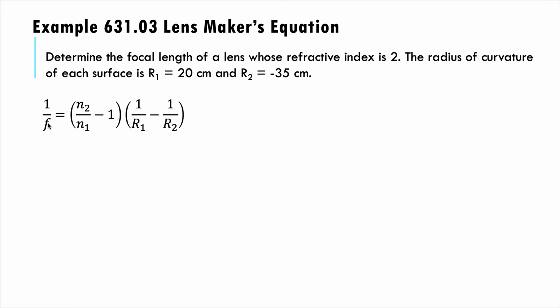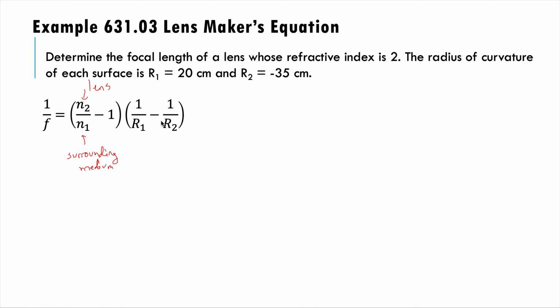1 over f, where f is the focal length, equals n2 over n1, where n1 is the surrounding medium and n2 is the index of the lens, minus 1, times 1 over the radius of curvature 1 minus 1 over the radius of curvature 2.